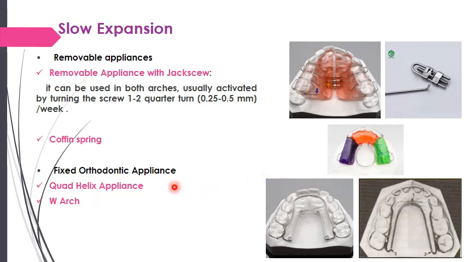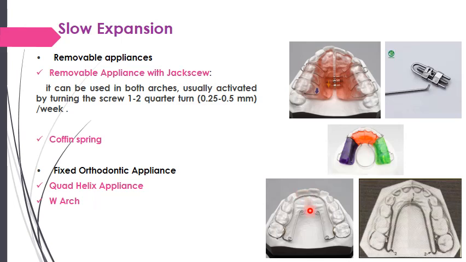The fixed expansion devices are so many, but the commonly used are the quad helix and the W arch. The quad helix, from its name, quad means four and helix means coils. So it consists of four coils, two anteriorly located and two posteriorly located. By opening the two anteriorly positioned helices, we will get a posterior expansion. And by opening the posterior helices, we will get an anterior expansion.